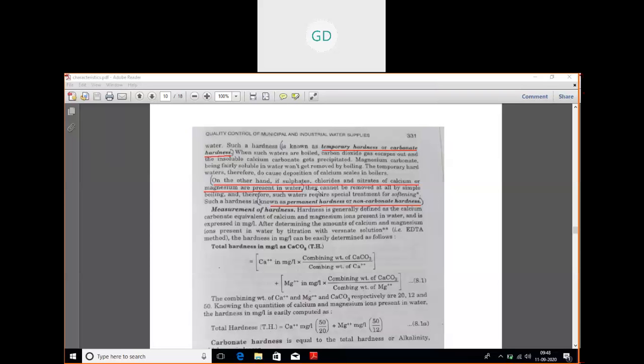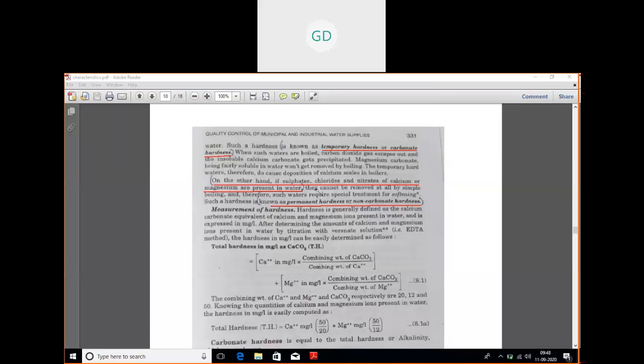Permanent hardness can't be removed just by boiling or adding lime to the water. It is not that easy. We need to go to some other treatment processes, like zeolite softening and demineralization. All these things we will learn later in the chapter on treatment of water.